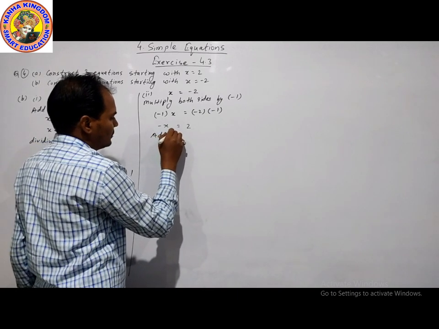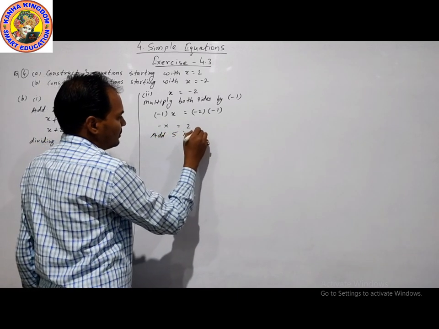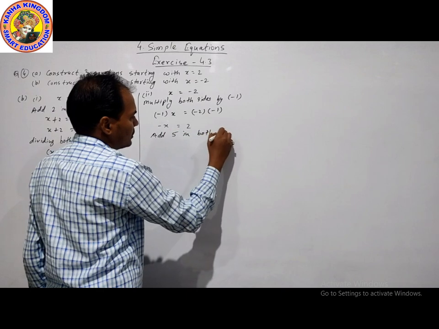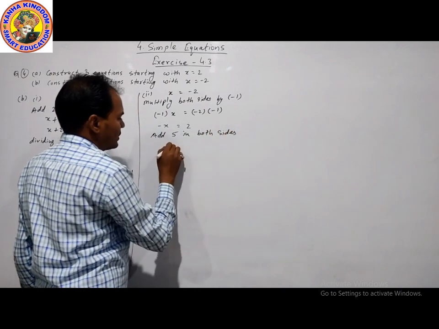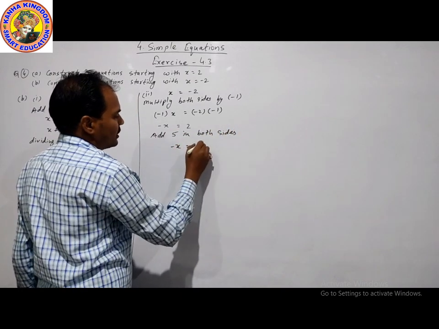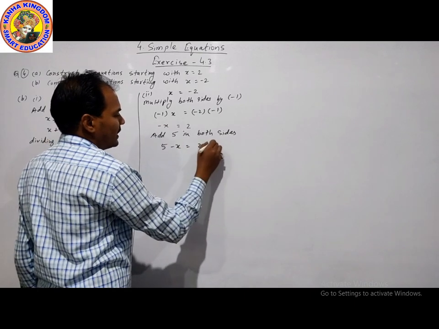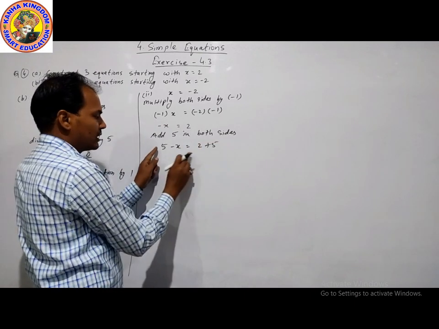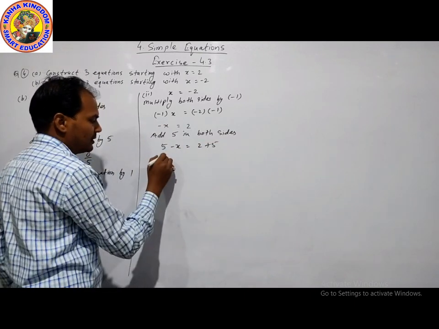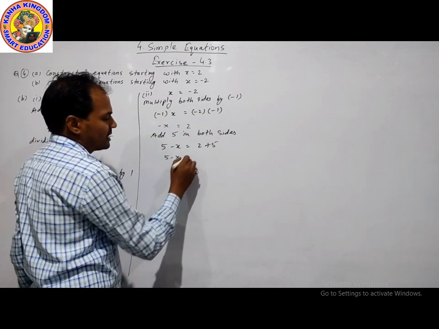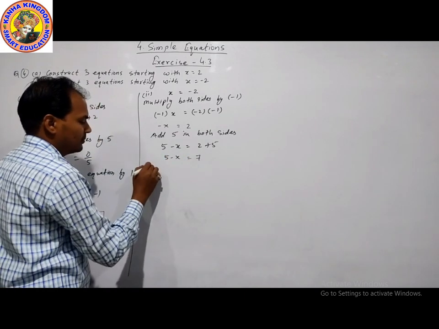Add 5 in both sides. Minus x is equal to 2. We will add 5. Here both are plus 5 and plus 5. So 5 minus x is equal to 7.